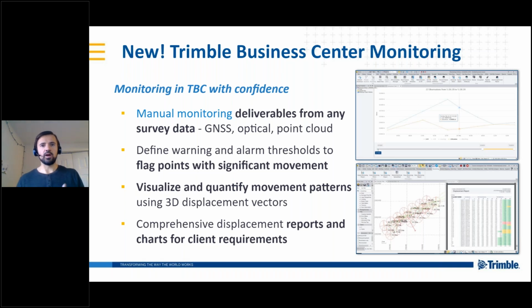Along with that, we can define 2 levels of thresholds. We can define warning and alarm thresholds to flag any of those points if there's significant movement from epoch to epoch along the time series. And then we can also visualize that displacement in TBC using 3D vectors. So we can actually show it in the plan and 3D views, and you can use that to check if there's any trends or any significant movement just based on the visual aspect.